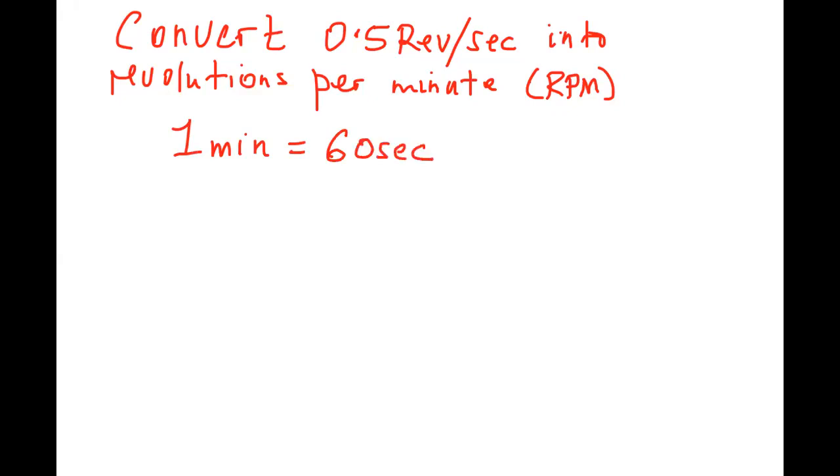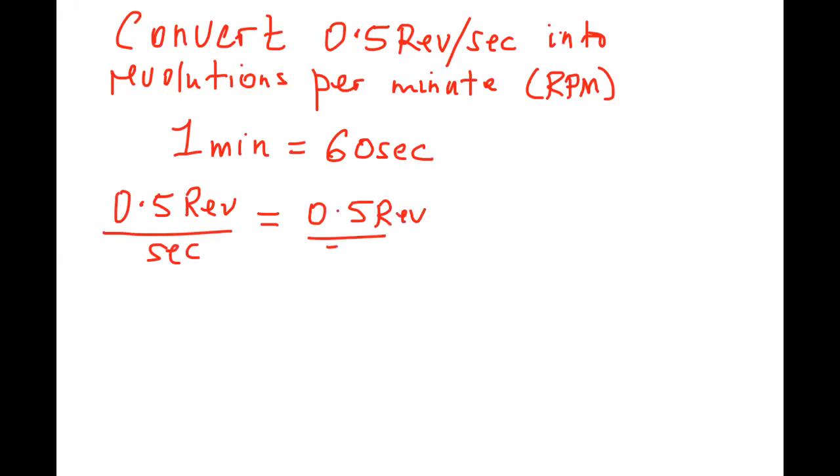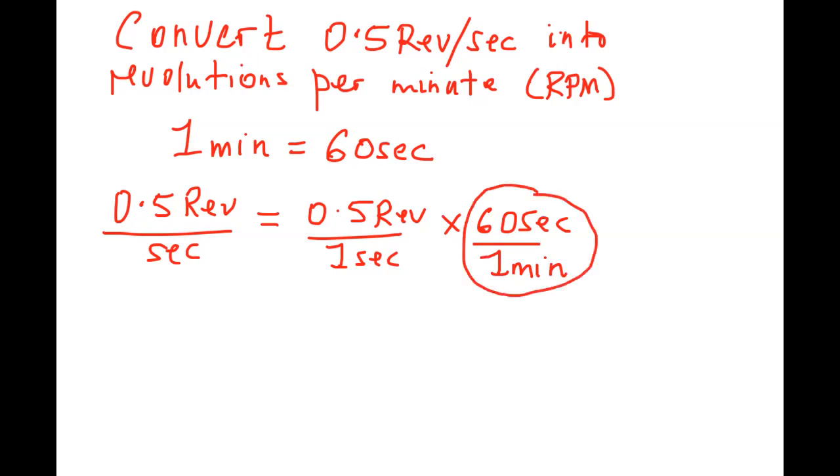1 minute is equal to 60 seconds. So therefore, we can write 0.5 revolutions per second is equal to 0.5 revolutions per 1 second. Then we are going to multiply by 60 seconds, divide by 1 minute, because we know that this is actually equal to 1, because 1 minute is equal to 60 seconds. Therefore, 60 seconds divided by 1 minute is equal to 1.